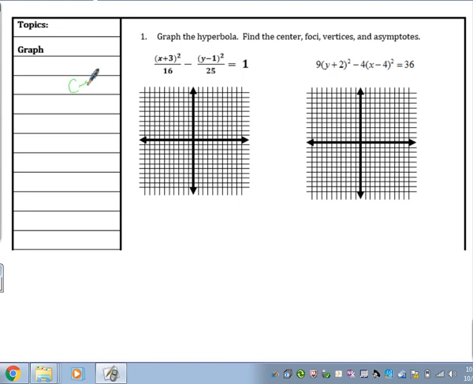Let's start off with the center, just like we normally would. Here, what would my center be? Negative 3, 1. Next I'm going to start off with a squared, and that's always my first value here. Do you see that it's not necessarily the biggest one? So a squared here is 16, which means a is 4. Since x is before subtraction, my branches are going left and right.